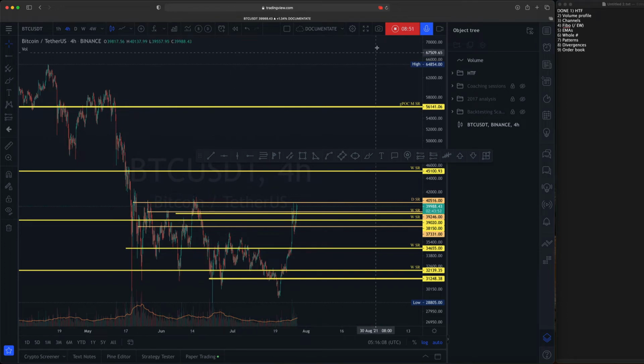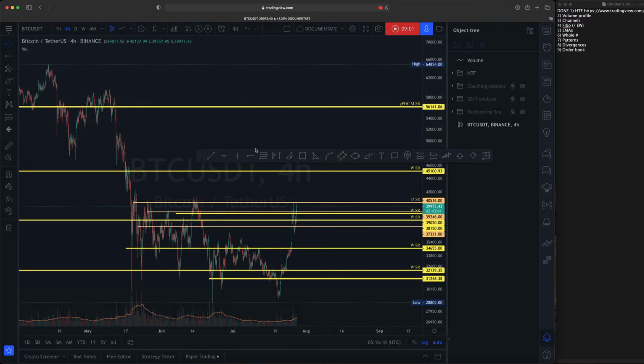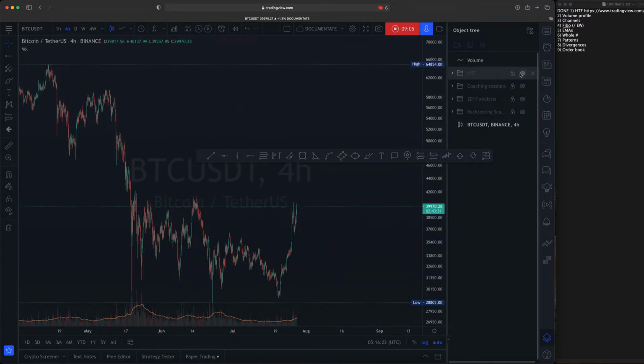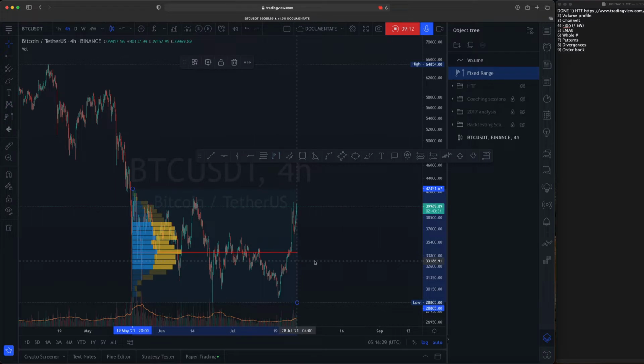This is the HTF. All right. Let's see if we have... I'm going to hide the higher time frame and concentrate on the volume point of control. So we have this as a level.